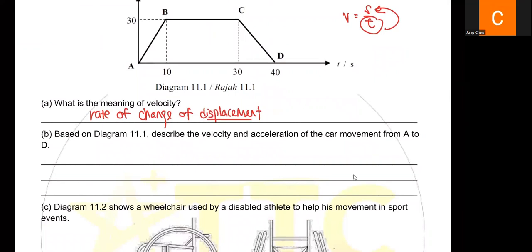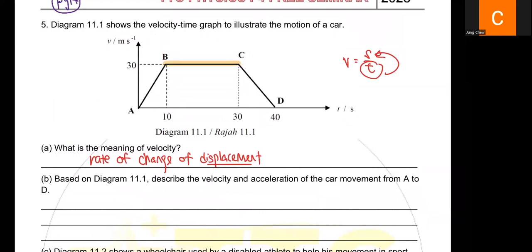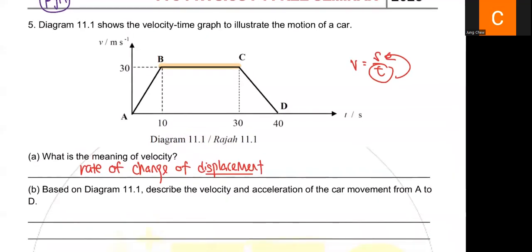Okay, so when I do this kind of question, I like to look at the diagram first. We try to break down the diagram first. So I'll start with this. At BC, is the car moving? So the answer is obviously yes.